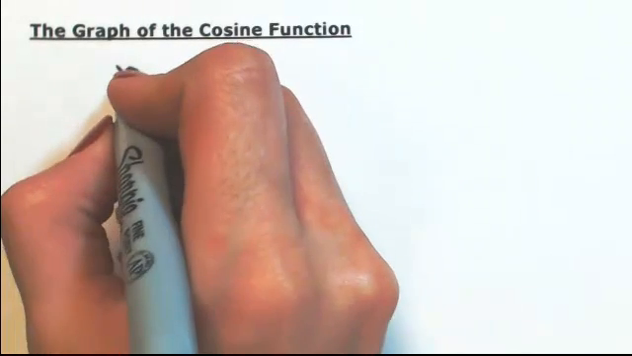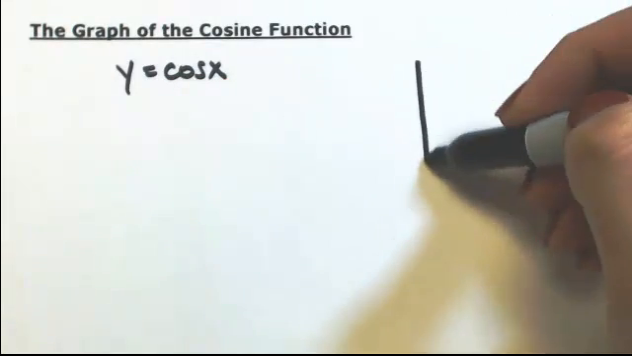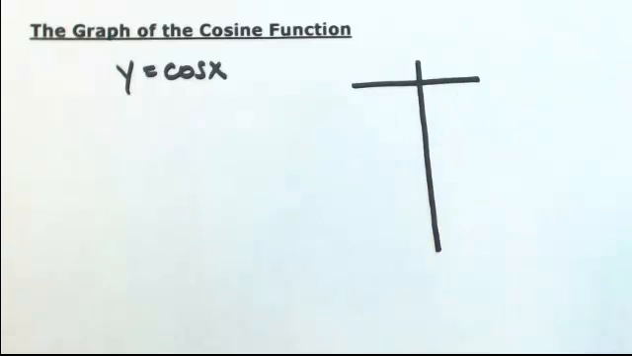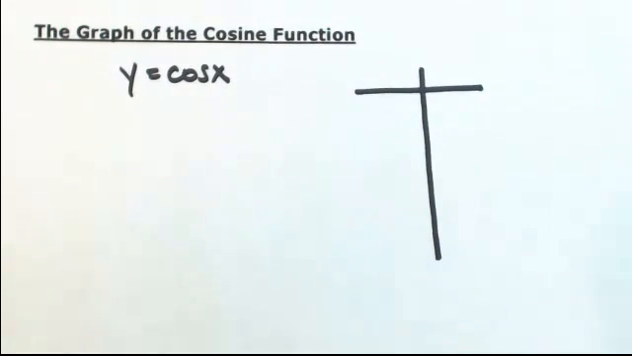Let's see what the graph of the cosine function looks like. So if y equals the cosine of x, let's come up with some ordered pairs. And I'm just going to use the top, bottom, left, and right side of the unit circle to give us an idea of what this looks like.